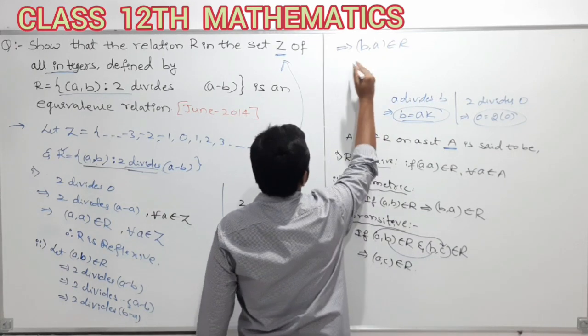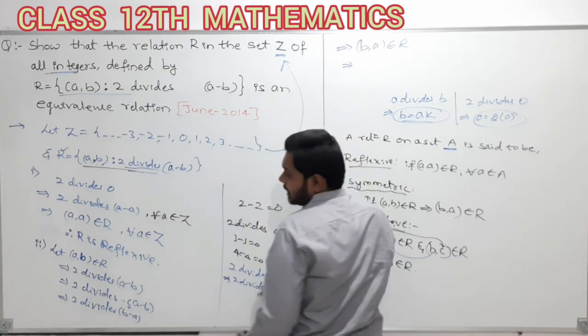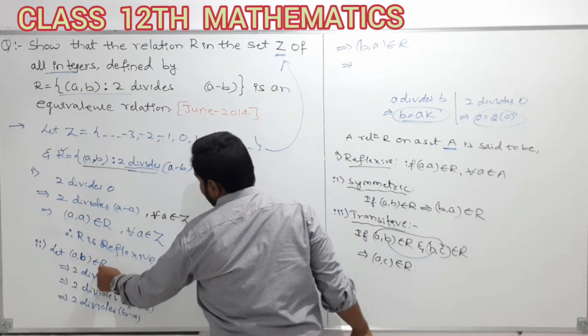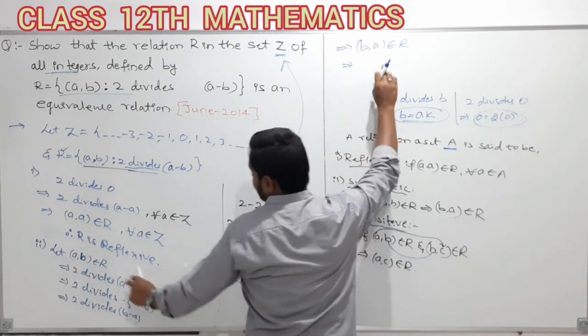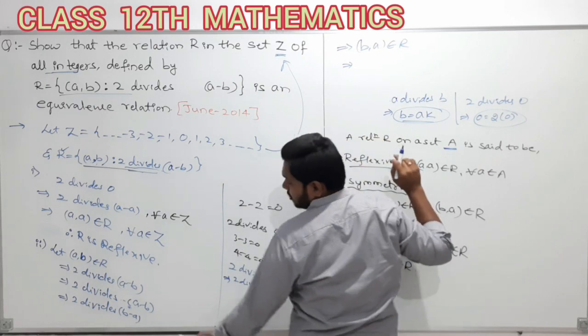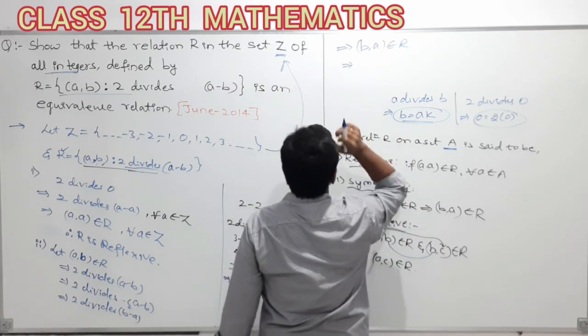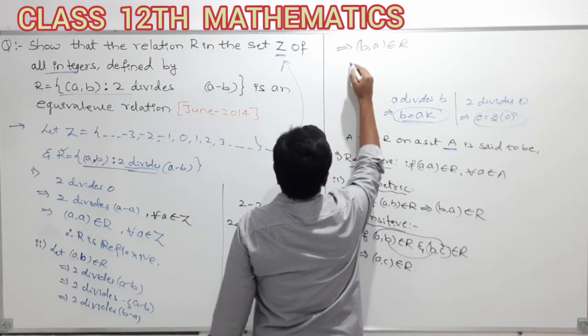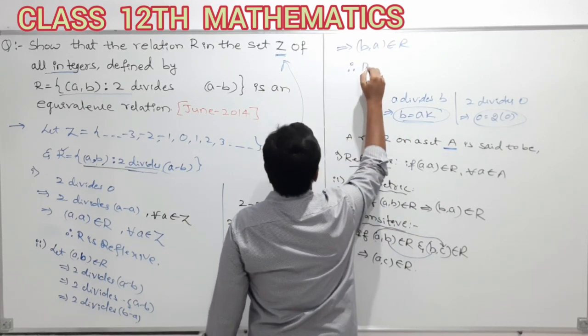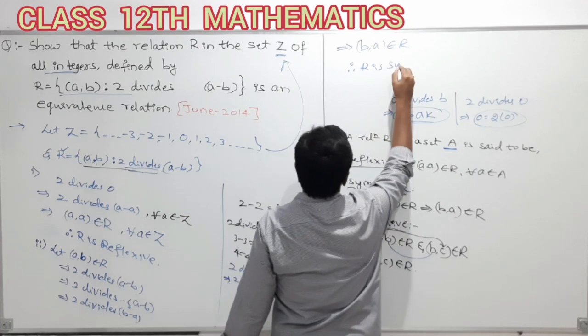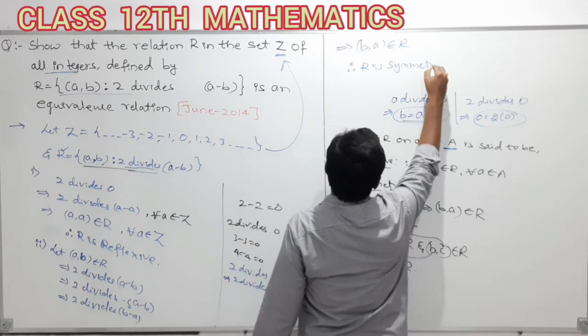If B comma R also belongs to R, what I considered here is A comma B belongs to R, and I end up with the reverse result, B comma A also belongs to R. I can conclude by writing this. Therefore, if B comma A also belongs to R, this relation R is symmetric. Why is it symmetric, my dear students?